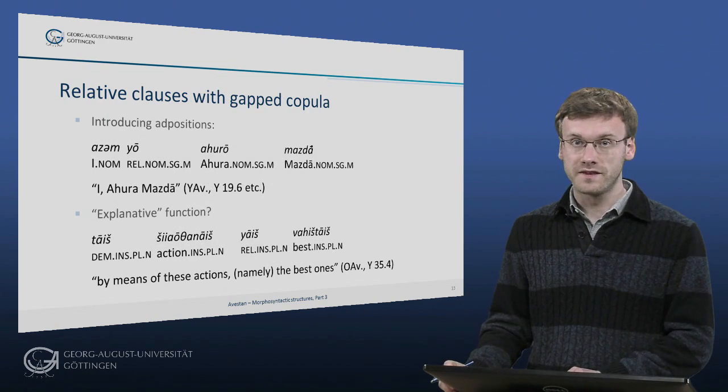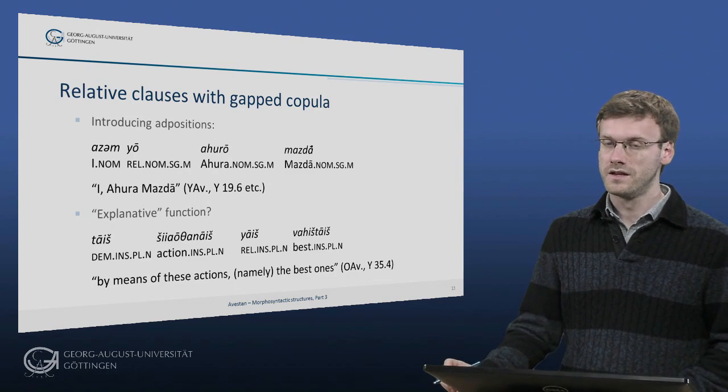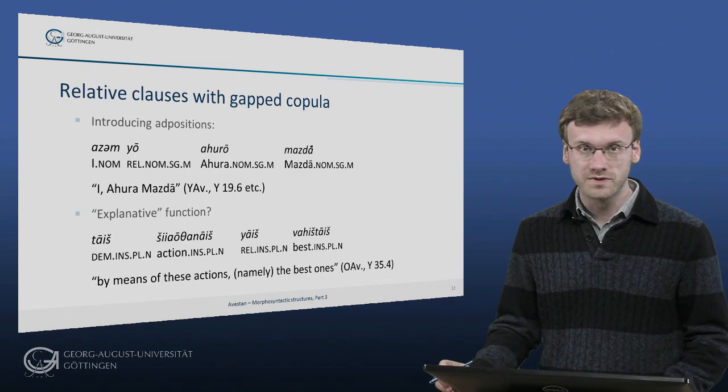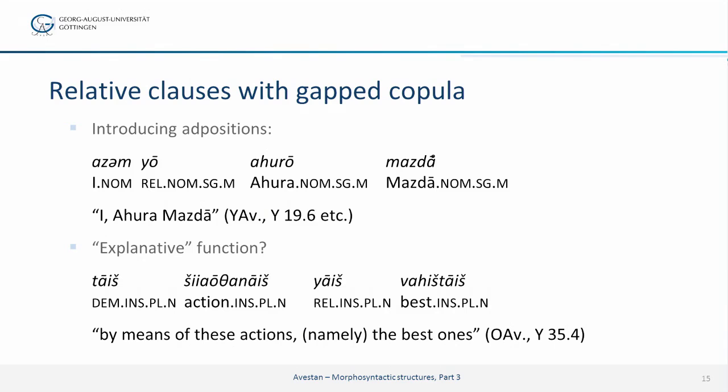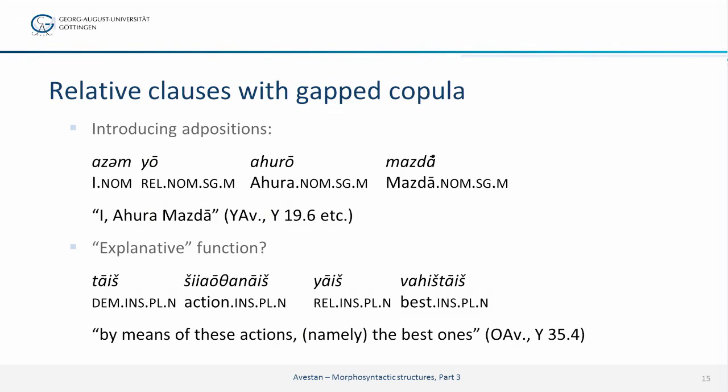In many relative clauses with gapped copula, the reason why the relative pronoun appears at all is not obvious. Sometimes the relative pronoun merely serves to introduce an apposition, as in this example here. Asem, yo ahuro Mazda, I Ahura Mazda, or word by word, I who is Ahura Mazda. In other cases, one might attribute a sort of explanative function to the relative, as in the second example, taish yauthanaish, yaish vahishhtaish, by means of these actions, which are the best, or namely the best ones.